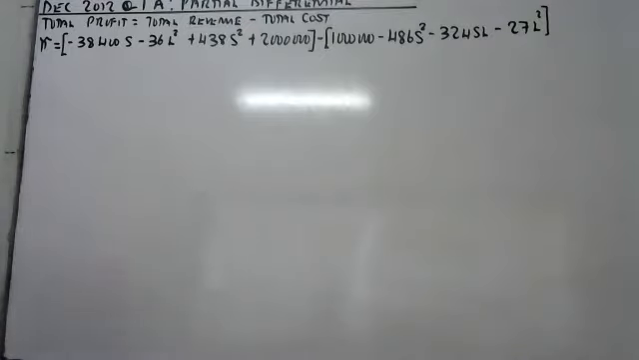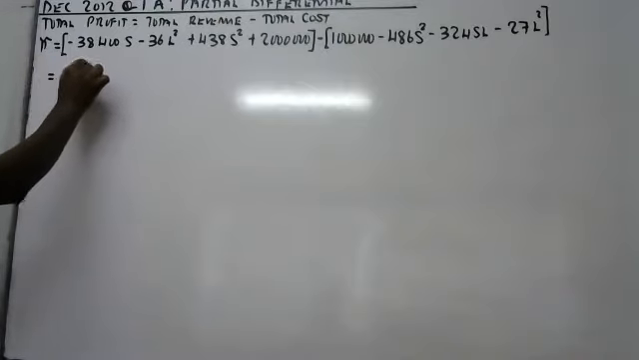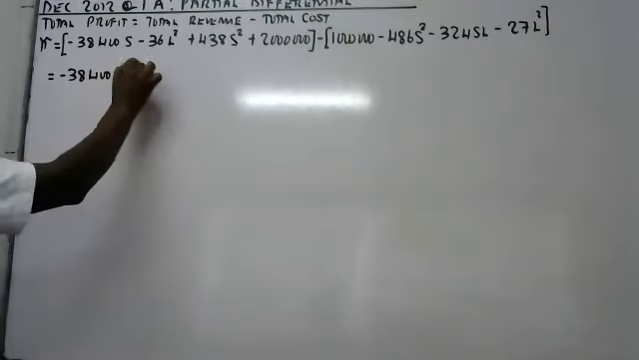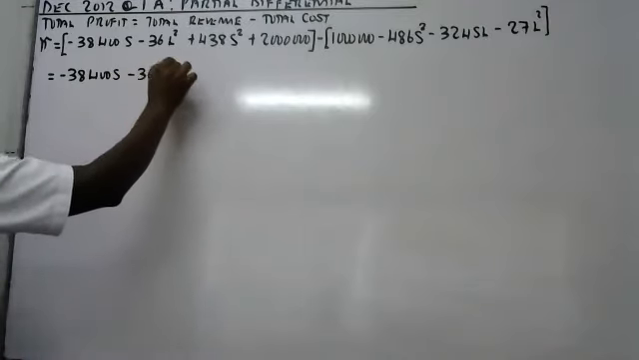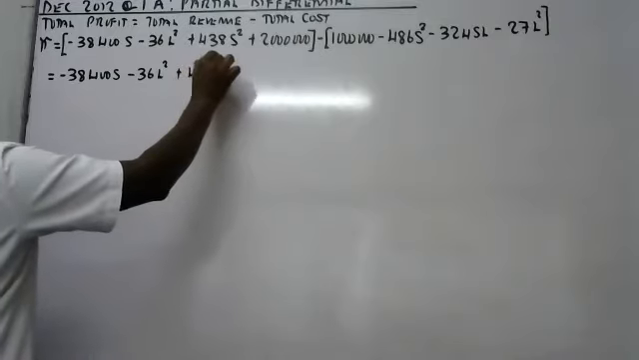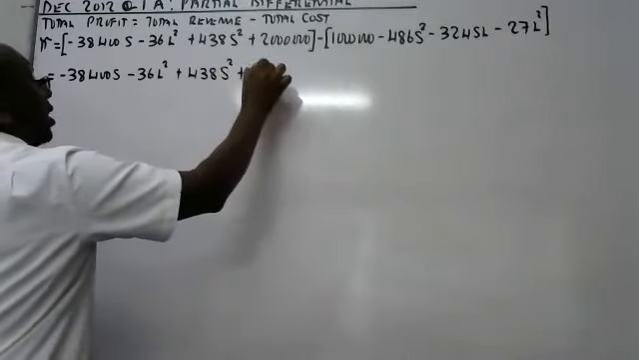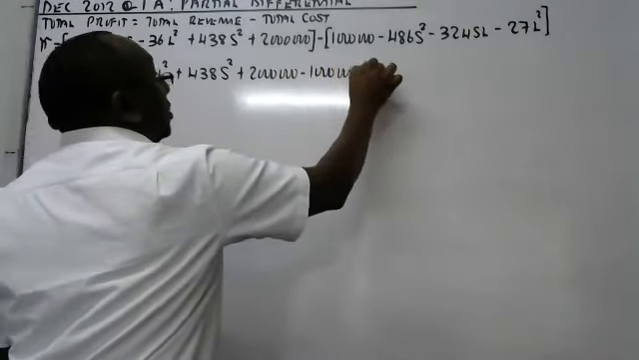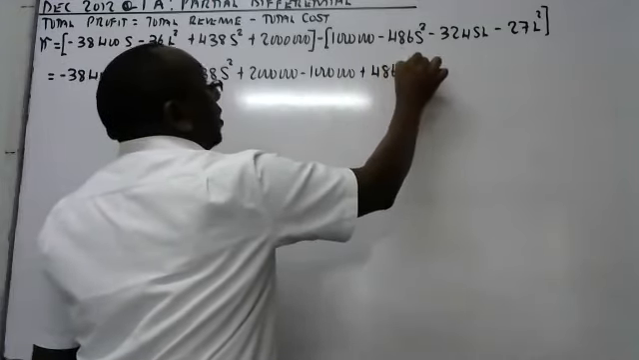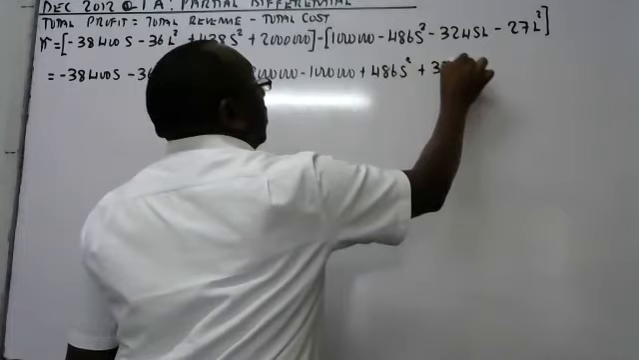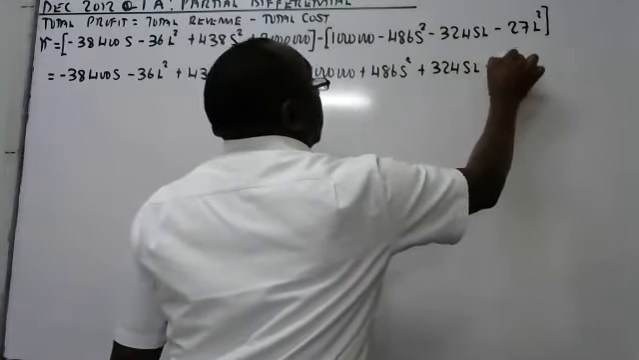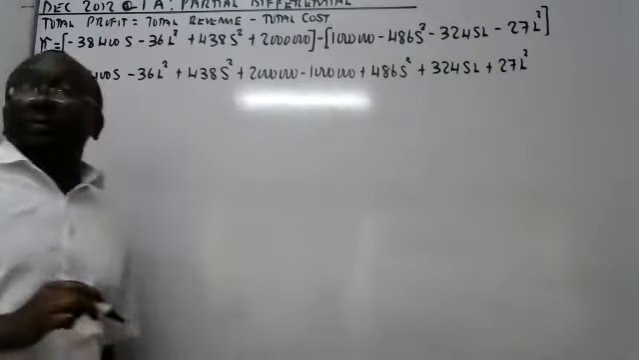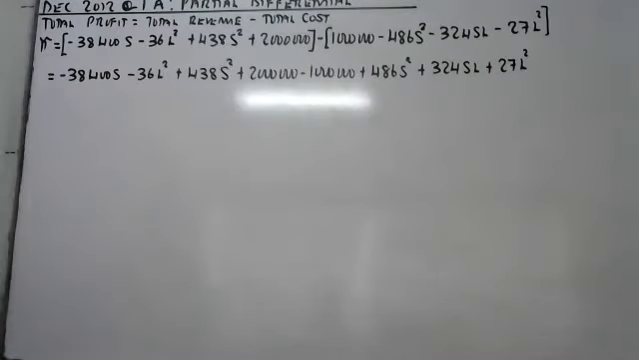So we open the bracket now so that you get minus 38,400 S minus 36 L squared plus 438 S squared plus 2 million minus 1 million plus 486 S squared plus 324 SL plus 27 L squared. So you can see how they are open there.